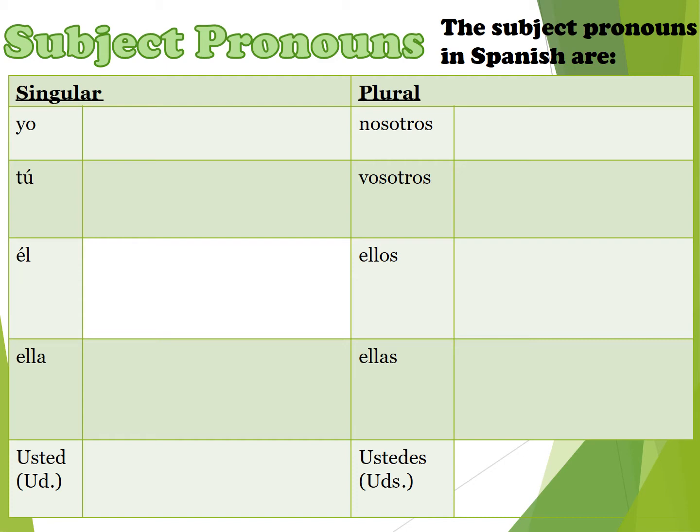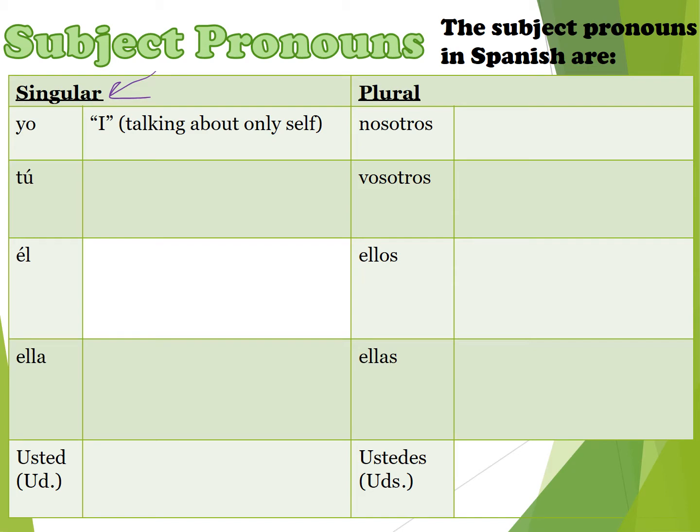So we're going to start on the left-hand side here, and all of the ones on the left-hand side are singular subject pronouns. The first one is yo. Yo is used to mean I, that is the English translation, and I use yo when I am talking about only myself and there is no one else involved.